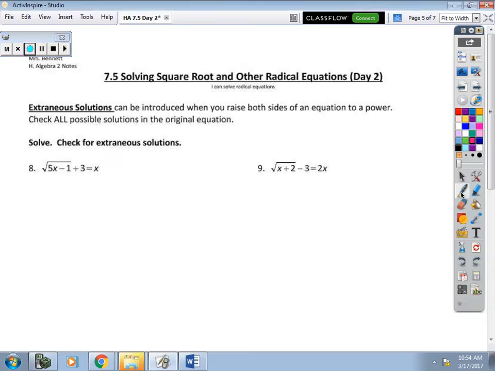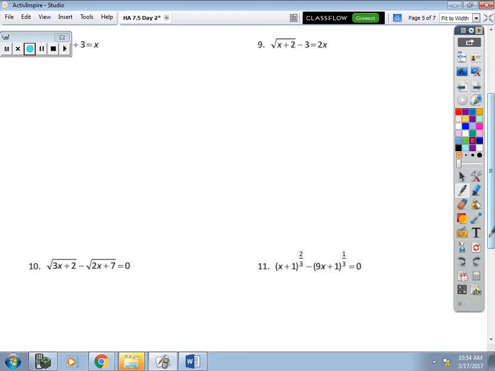So today we're going to finish up section 7.5, solving our square root and radical equations. Today the only difference is that we're going to have variables on both sides. We'll also sometimes have problems where we have multiple square roots or multiple things being raised to rational powers.